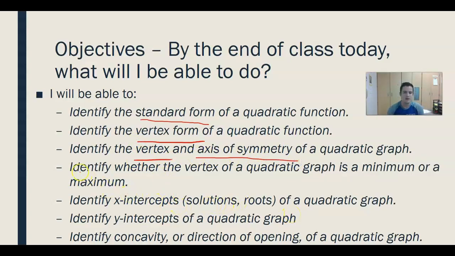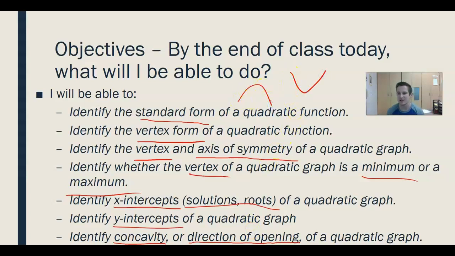We'll talk about those. You'll be able to identify whether the vertex of a quadratic graph is a minimum or a maximum. Those are terms that hopefully you're familiar with. We're going to identify x-intercepts and y-intercepts. We're going to relate the x-intercepts to the solutions or the roots or the zeros of a quadratic graph. And then we're going to talk about concavity. That's a word that you probably haven't heard before in relation to quadratic graphs, but we're going to talk about concavity or direction of opening of quadratic graphs. So basically, we're going to look at these quadratic functions that look like this, and we're going to talk about everything possible that we can associate with those types of graphs.